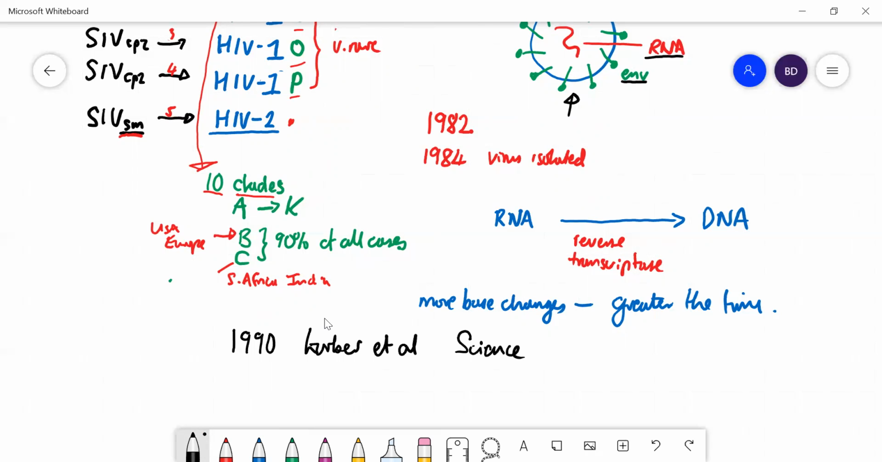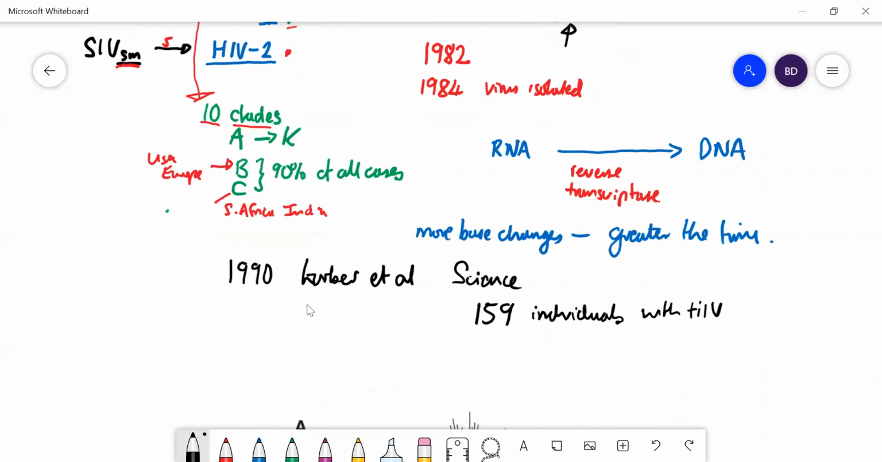But what they did was they got, I think it was 159 individuals infected with HIV. They isolated the virus from each one of those 159 individuals, and they sequenced the entire gene for the ENV protein. And then they looked at differences in the sequence.